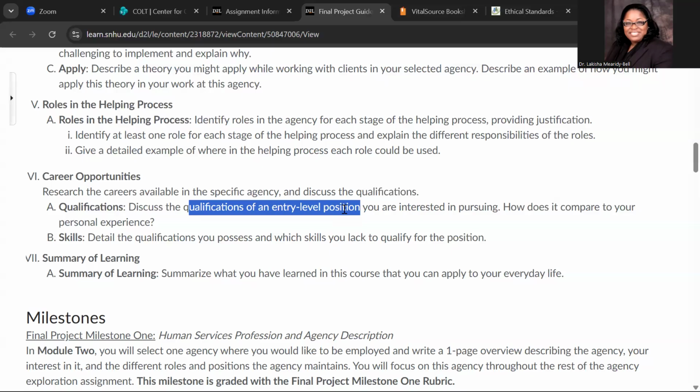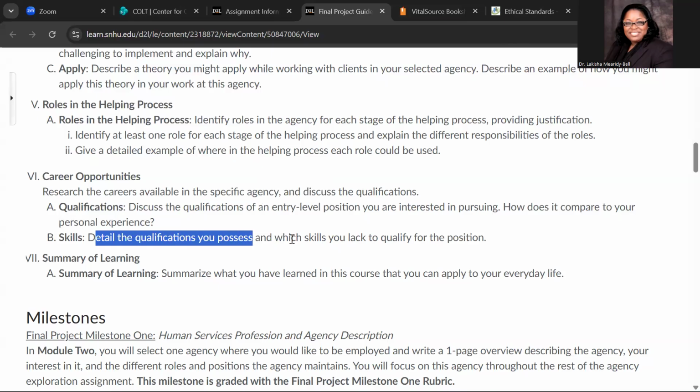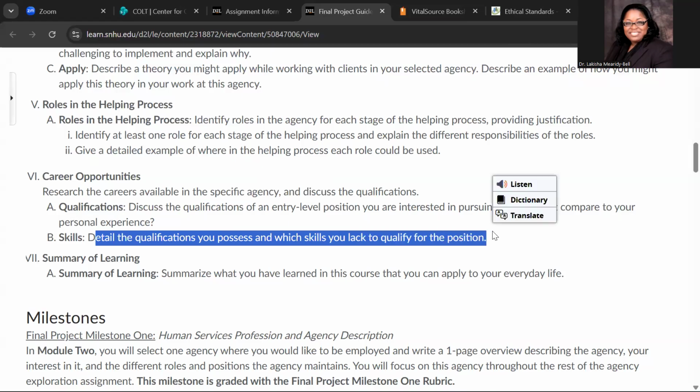So it doesn't play a big role in counseling. It doesn't play a big role in diagnosing clients. It's providing services to human beings. Look at your ethical standards, your National Organization for Human Services ethical standards. They're very clear in terms of what a human service professional would do in the career and how they would provide services to the clients. And also take a look at and discuss what qualifications you possess and the skills you lack to qualify for the position. And in that, you would just look at page 4.